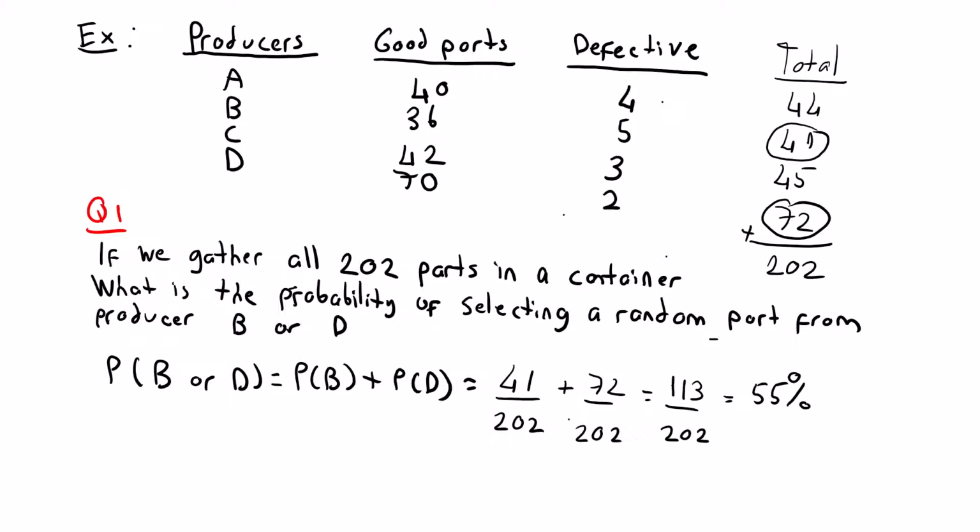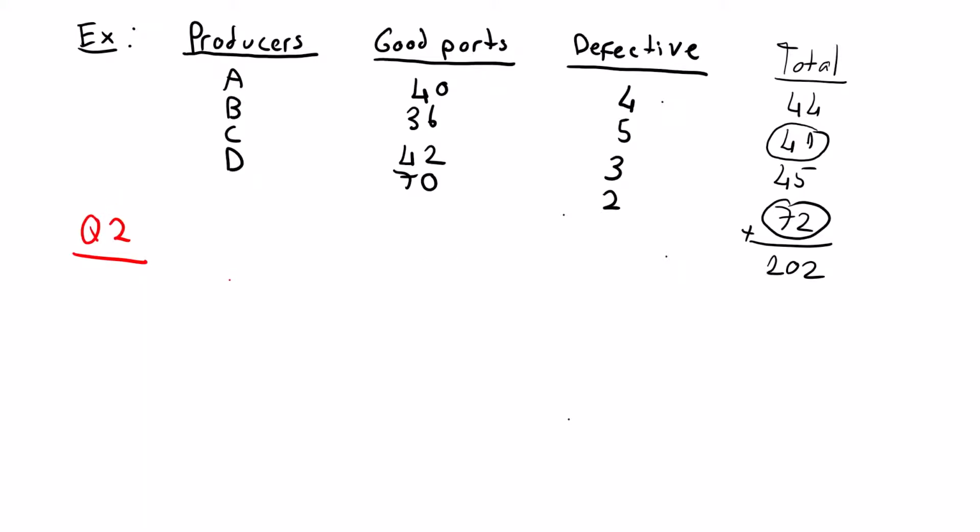Again, whenever I use the term or, let's use green this time. Whenever I use the term or, that means selecting a part from producer B or selecting a part from producer D will satisfy my needs, will satisfy my conditions. So either chance will work for me. This is why we add those two numbers up. All right. Okay, so let's work on another problem.